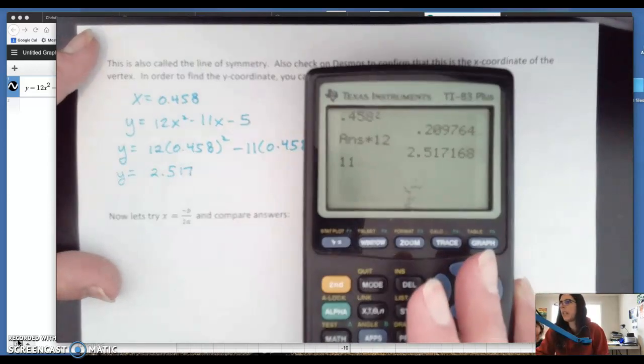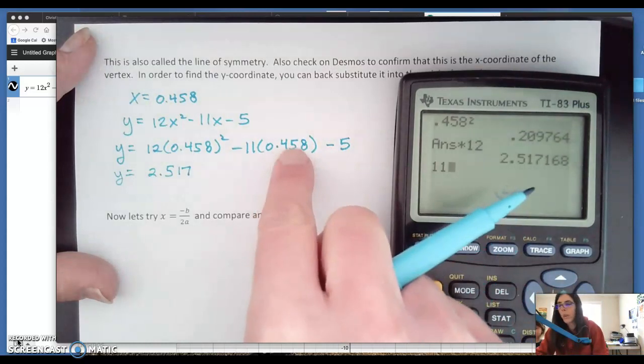Okay, so the next one I'm going to do is 11 times 0.458.